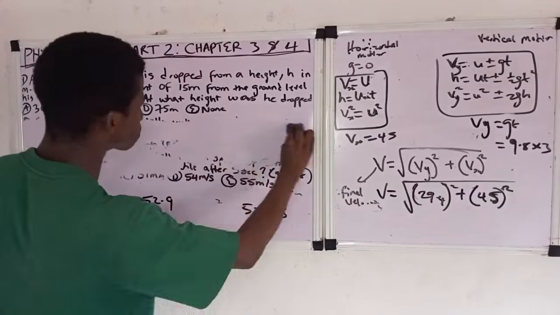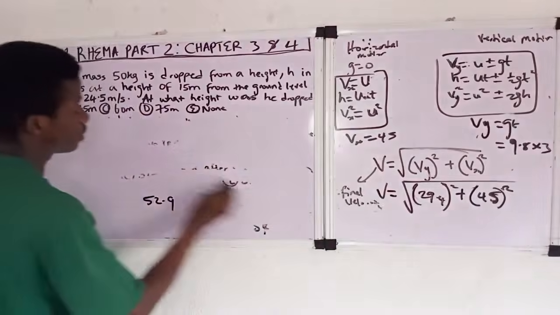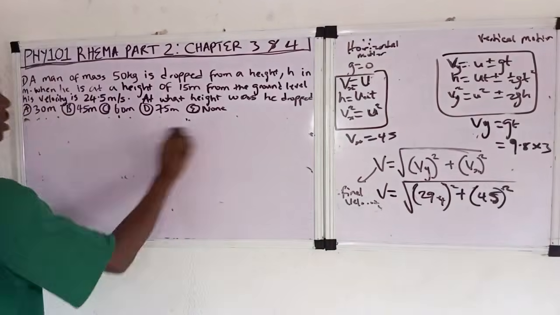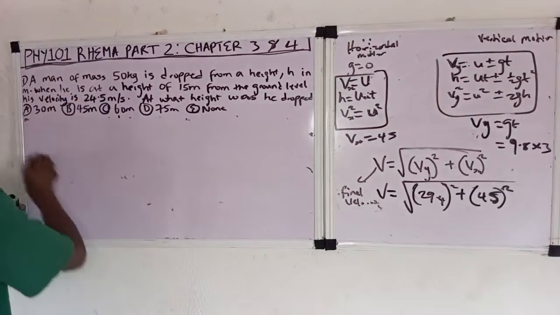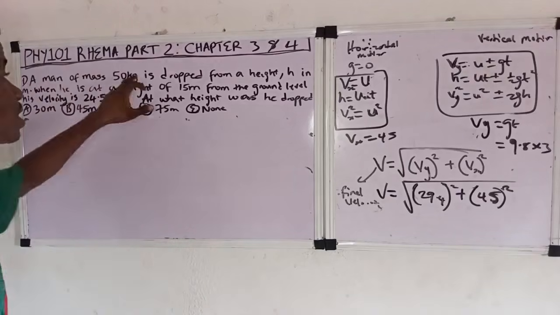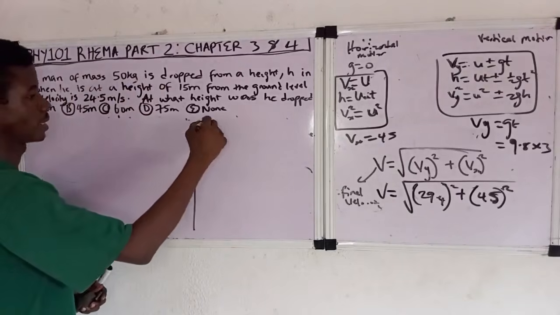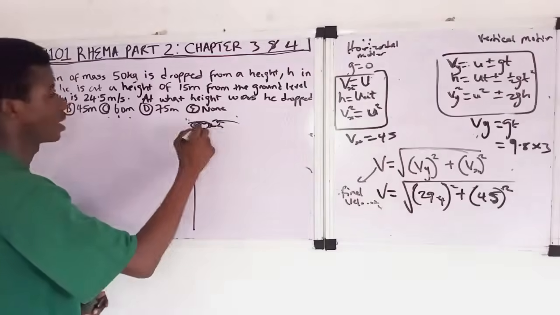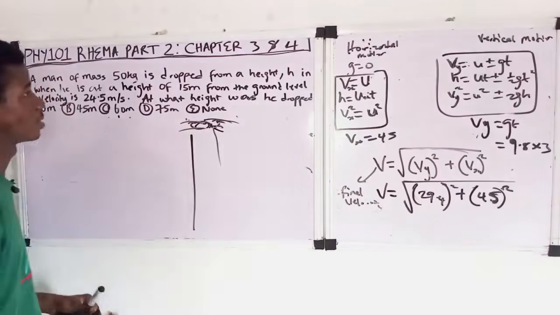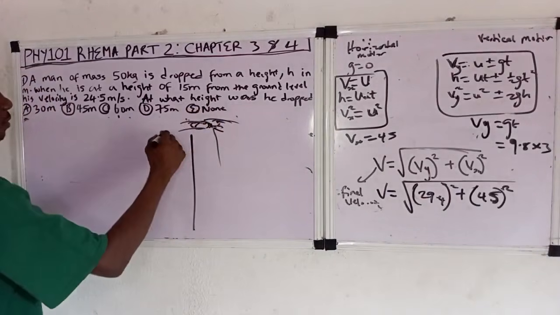So question 1, I think this question is from vertical motion. They said a man of mass 50 kg was dropped from a height. Let's say this is a man. This is the height, from here to here.